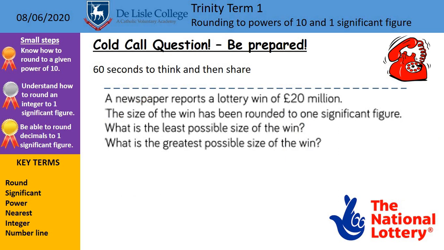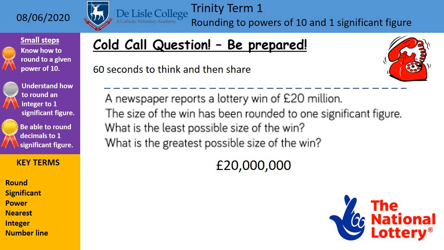Brilliant. Right, next thing, a newspaper reports a lottery win of £20 million. Well, let's write that down first. The size of the win has been rounded to one significant figure. What is the least possible size of the win? So what's the least amount of money they could have got to round up to 20 million? And what's the greatest possible size of the win, the biggest amount they could have won in order to round down to 20 million? Please pause the video and have a go at this.